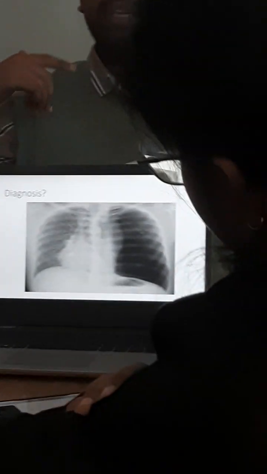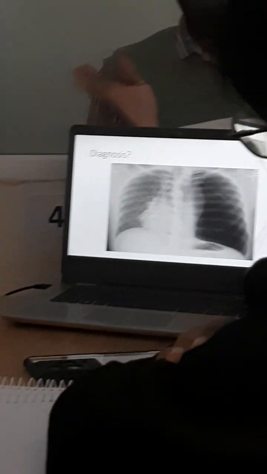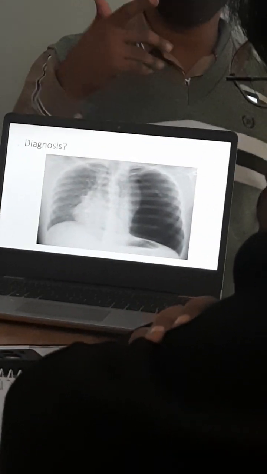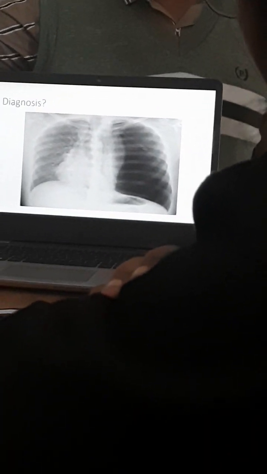Always, if you tell the diagnosis directly, they will go into the diagnosis only. If you say hyperinflated, then we will come to the next question. You have to minimize your questions. If you say diagnosis, then he will ask about pneumothorax. Now tell what are the causes of pneumothorax.